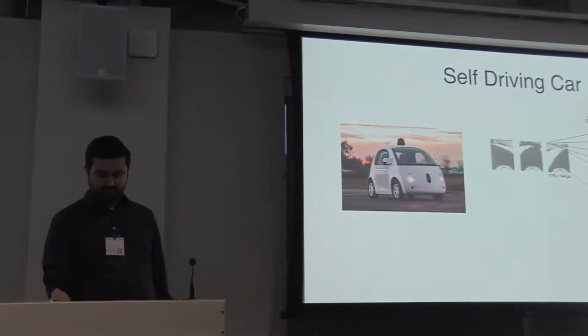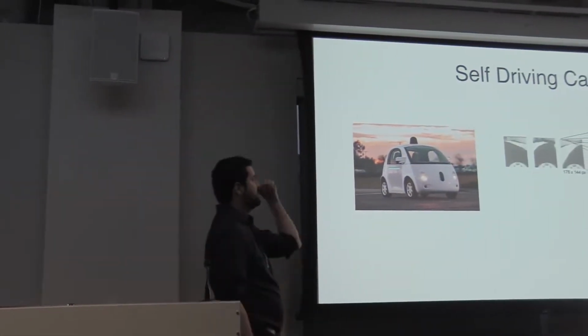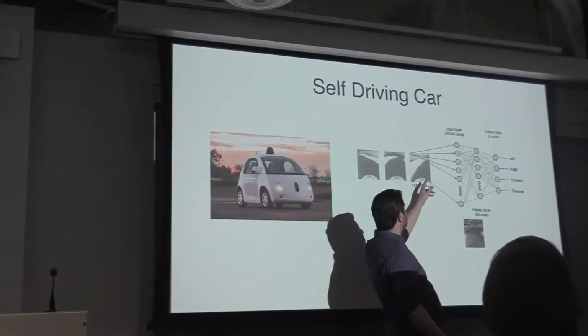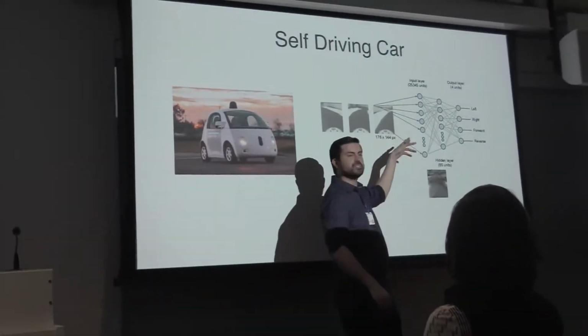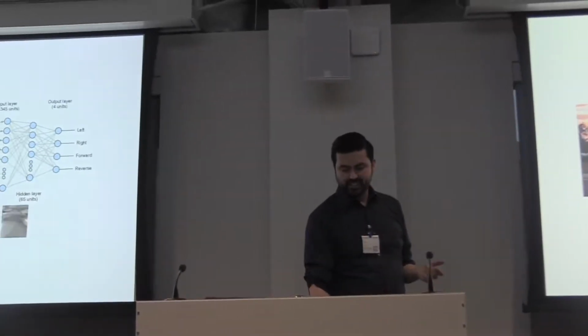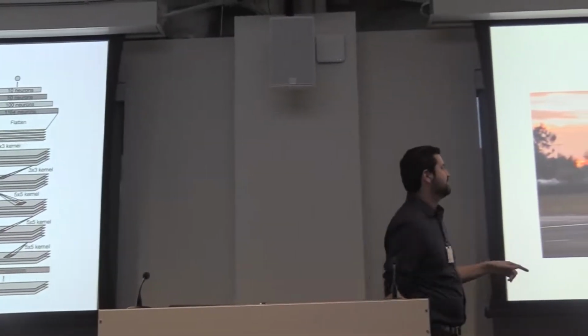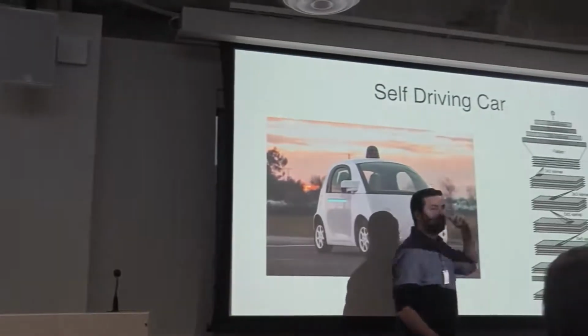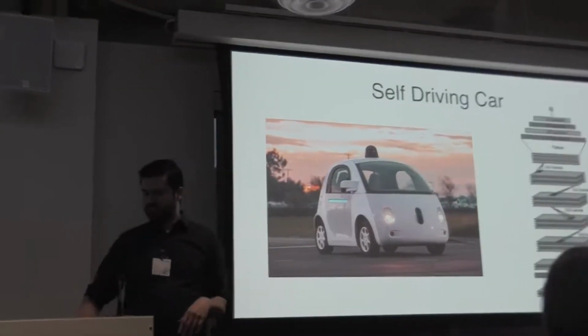So self-driving car, for example. What happens in a self-driving car? You take the image that the car is seeing and put it in a huge vector. I will tell you more about images, but you go through several layers and it tells you what to do. The real one is like this. It's really long. Look how many layers it's got. But that's how it works.